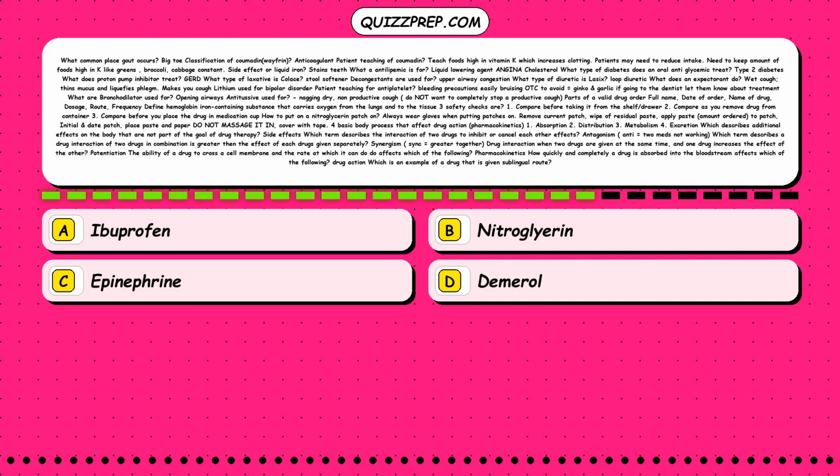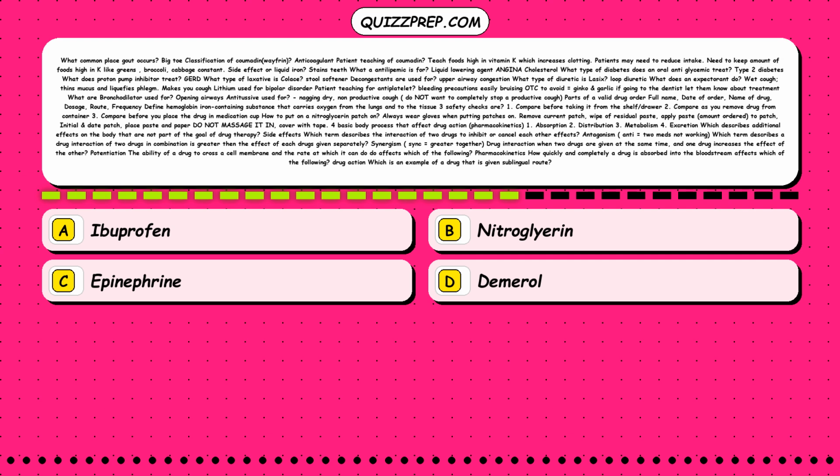What type of diuretic is Lasix? Loop diuretic. What does an expectorant do? For a wet cough, it thins mucus and liquefies phlegm, making you cough. Lithium is used for bipolar disorder. Patient teaching for antiplatelets: bleeding precautions, easy bruising. OTC to avoid: ginkgo and garlic. If going to the dentist, let them know about the treatment.